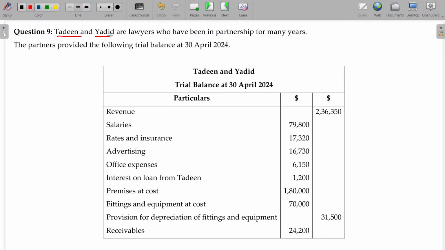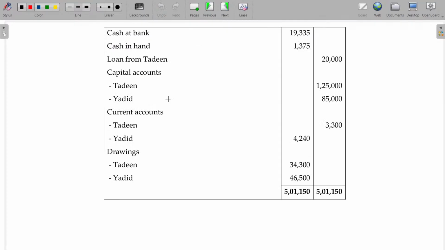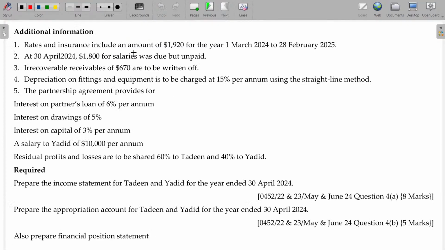Tadin and Edith are lawyers who have been in partnership for many years. Trial balance is given. Rates and insurance include an amount of $1,920 for the year 1st March 24 to 28th February 2025. We are accounting for which year? Year end 30th April 2024. Then it is not matching for the period.